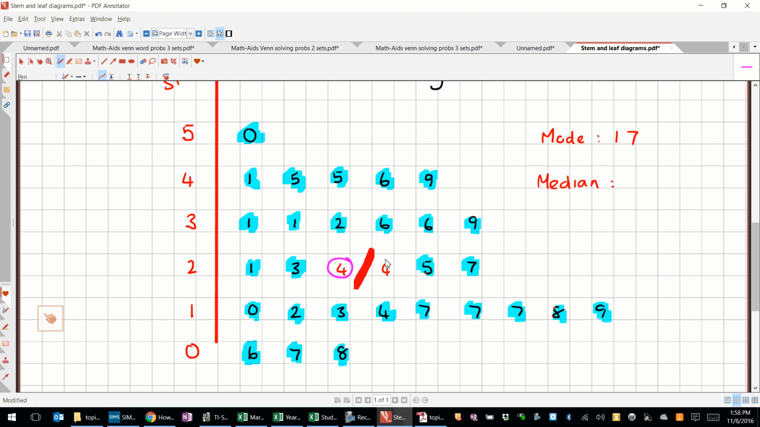Actually, it's quite nice though, isn't it? Because they're both the same. So the median is 24, not 4. Let's do the range here, and then where do you go next?